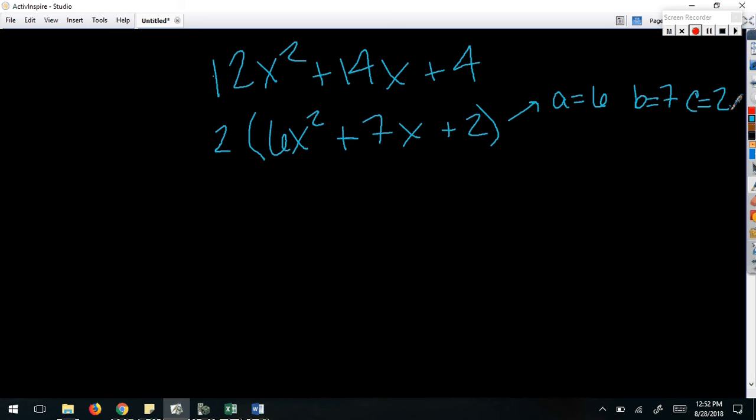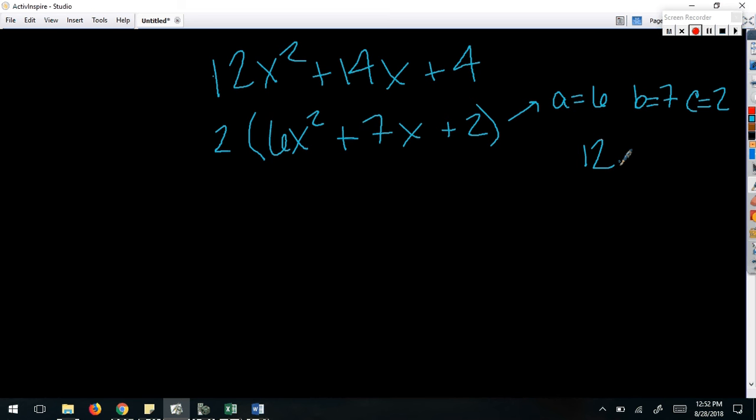I like to think of these as puzzles because in my opinion, this is the hardest part of factoring. Take the first number, the A, and the last number, the C, and multiply them together. Wow. I remember doing this at the end of the year last year. I'm going to show you why.